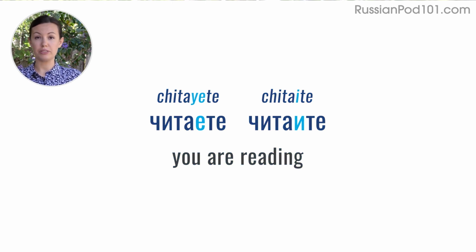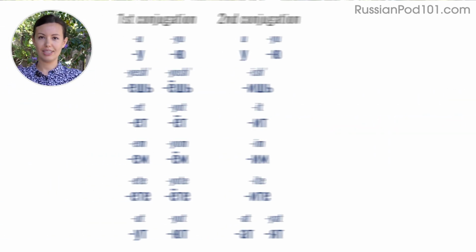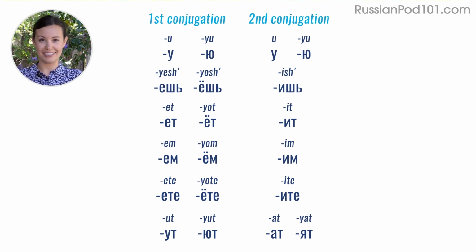Which is the right vowel to put here? Ye or e? In rapid speech, ye and e in the unstressed position sound the same. But if you know the right conjugation of the verb читать, you wouldn't hesitate. Ye is the right vowel to put here. Читаете. In Russian, there are 2 conjugations. The vowel ye is mostly used in the endings of the first conjugation verbs. The vowel e is mostly used in the endings of the second conjugation verbs.